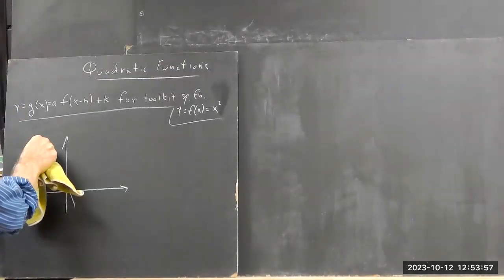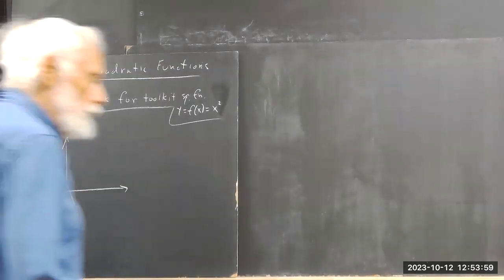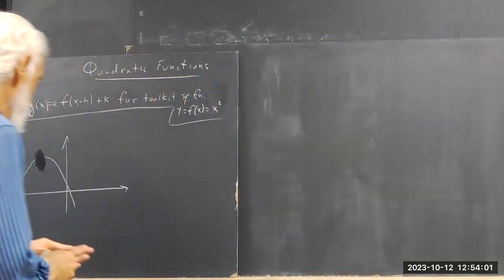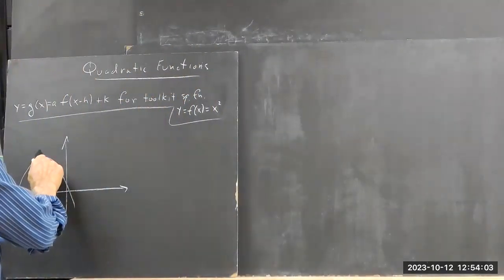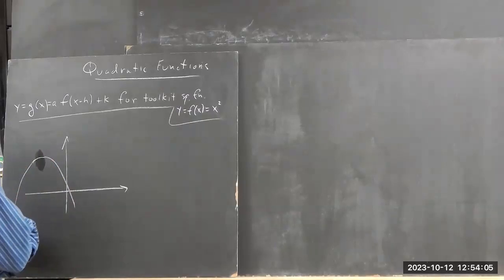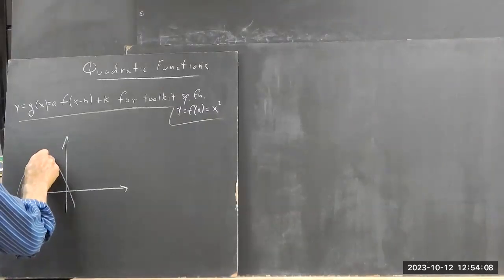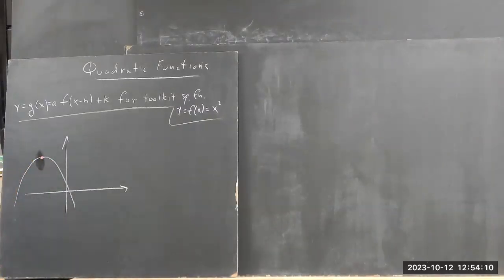I find it really difficult to draw a circle through three given points, but to draw a parabola where you actually have the vertex, it's easier. So there's the vertex. Okay, maybe not too bad of a parabola.